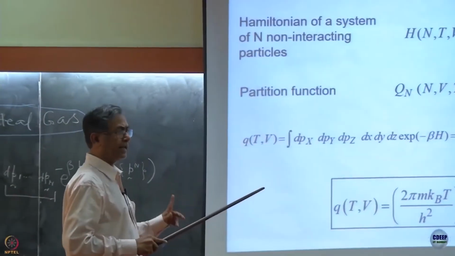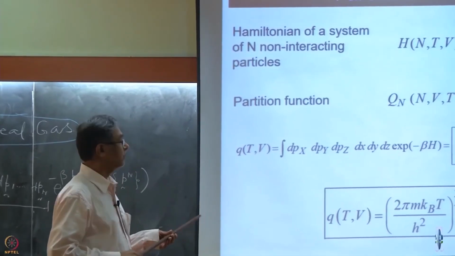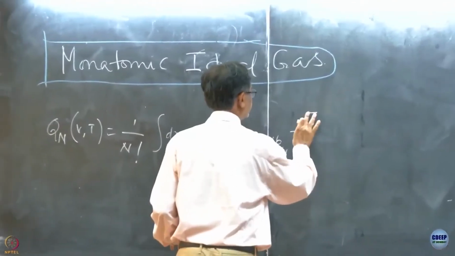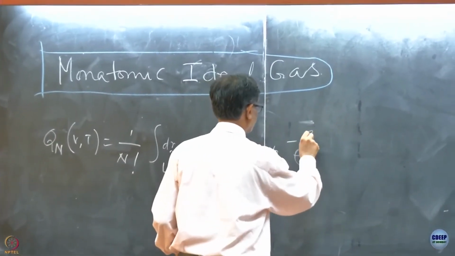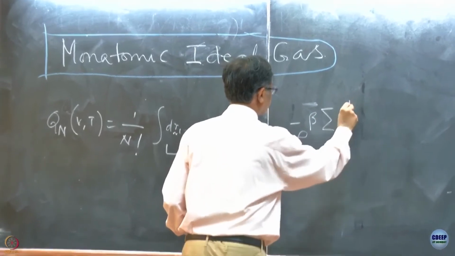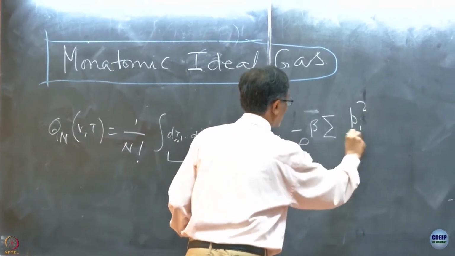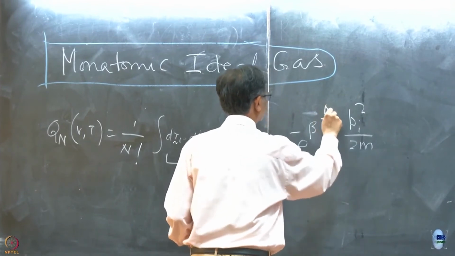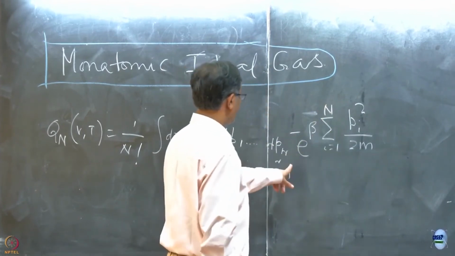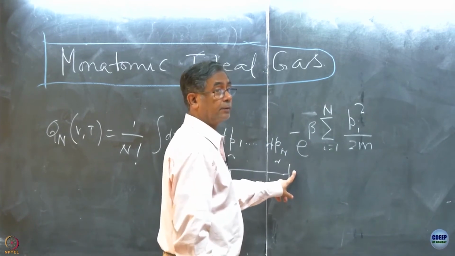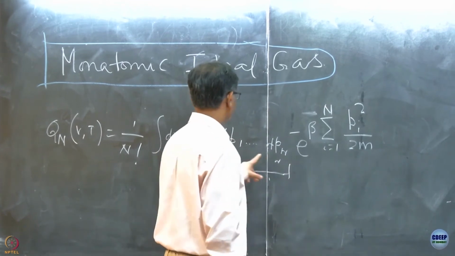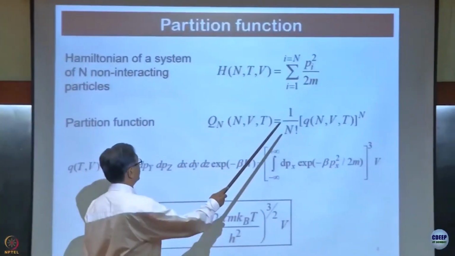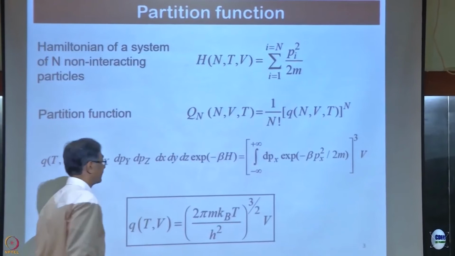Because this will happen again and again, that is why I am spending some time here. What you have done is that since this is a sum, and all of them have the same mass, now I can write it as a product, and the product means there are n of them. Okay. This is h to the power 3n here.